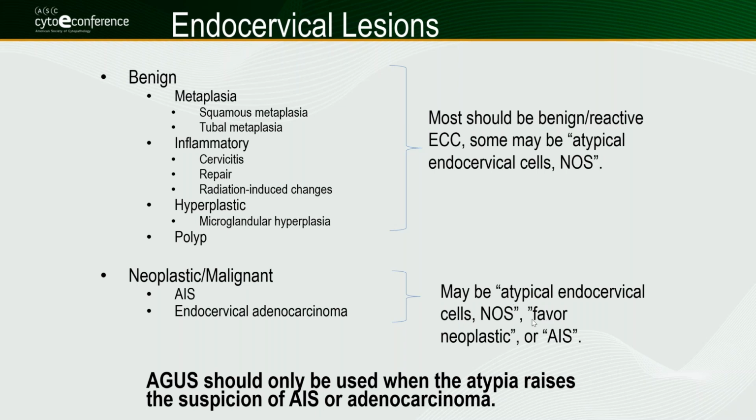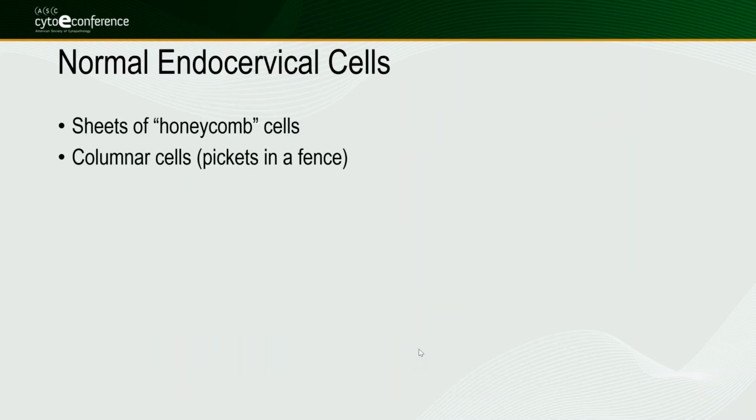So it could be either of these. AGUS: it's important to know that atypical endocervical cells should only be used when the atypia raises suspicion for AIS or adenocarcinoma, because we'll talk a little bit about management. AGUS is not a light or mild call, you say AGUS, not like ASCUS. AGUS will lead to something. So it's very important to know the criteria, follow the criteria, and not overuse the term AGUS.